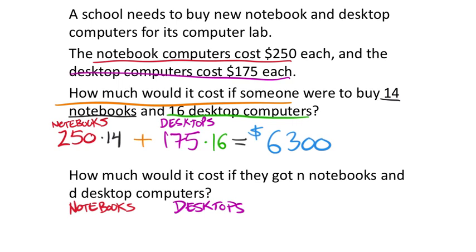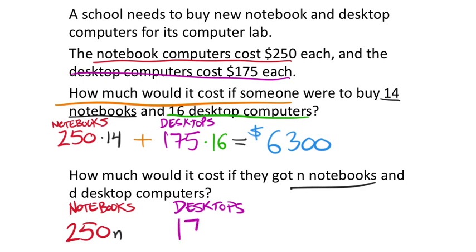This one we will not be able to solve like the last problem because we don't have any specific values, but notebooks we know are going to be $250 each. We just don't know how many they're going to purchase, so they said to use N. So N for notebooks, I take 250 times N. That will tell me how much this number of notebooks cost, even though we don't know the amount, but it allows me to have a formula for it.